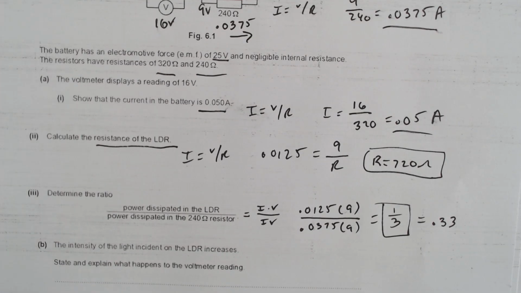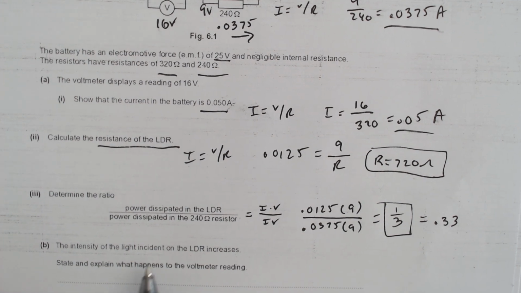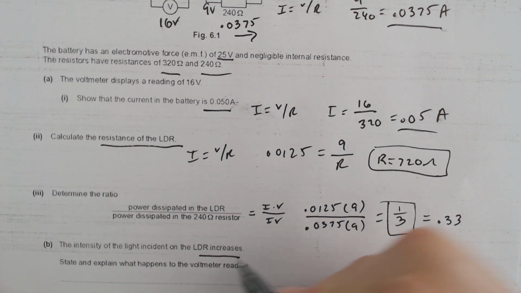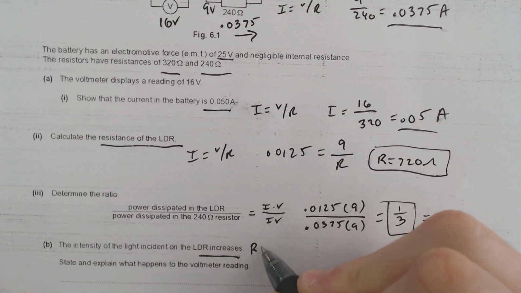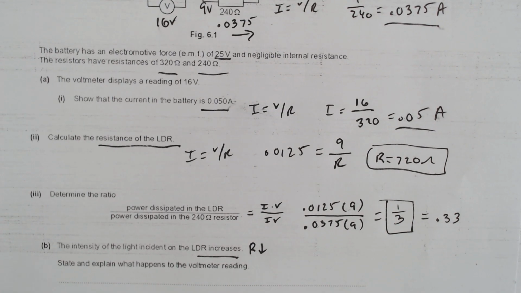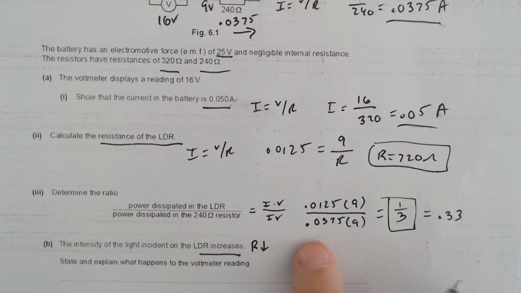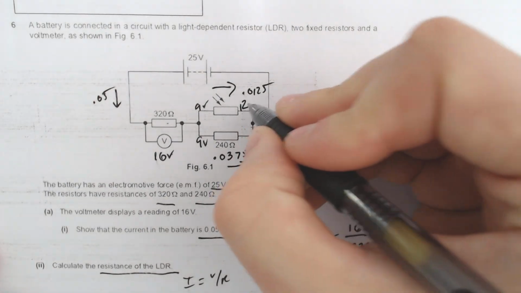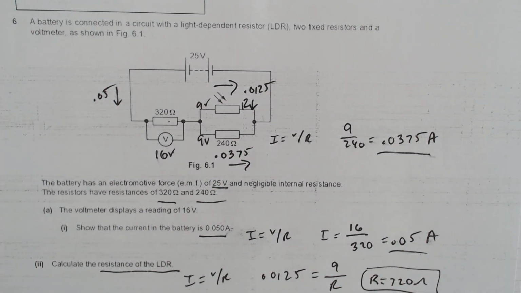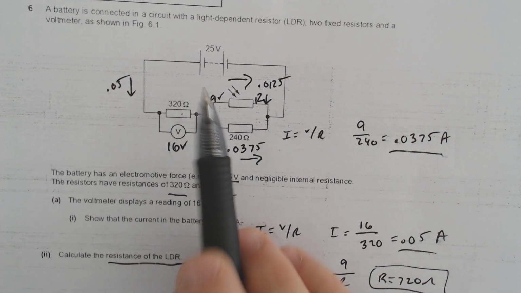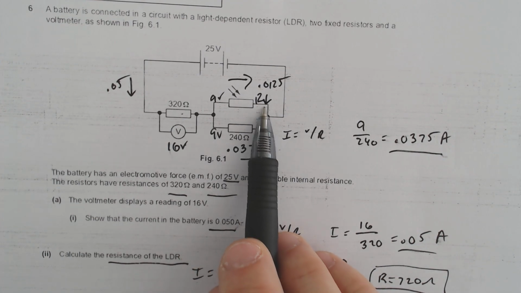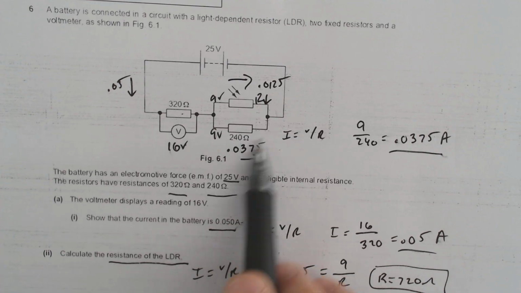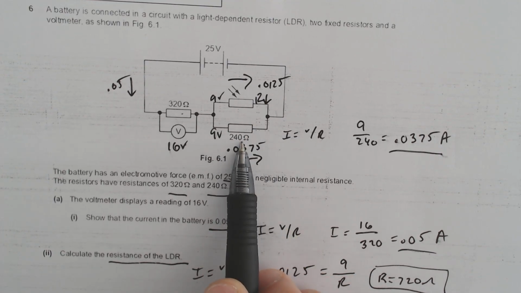Okay. The intensity of the LDR increases. If intensity increases, the resistance of that resistor goes down. Okay? So the resistance of that resistor would go down. So if this resistance goes down, what is going to happen to everything? Well, several things will occur. The resistance here would go down, which makes the resistance of the parallel section also go down.